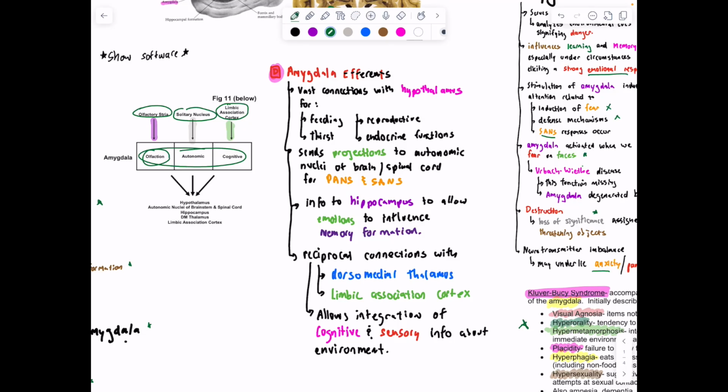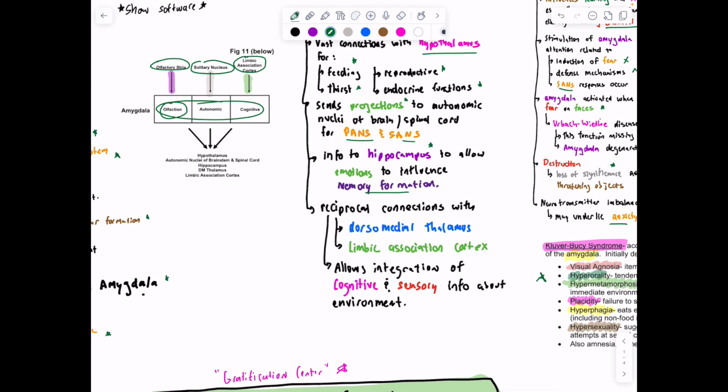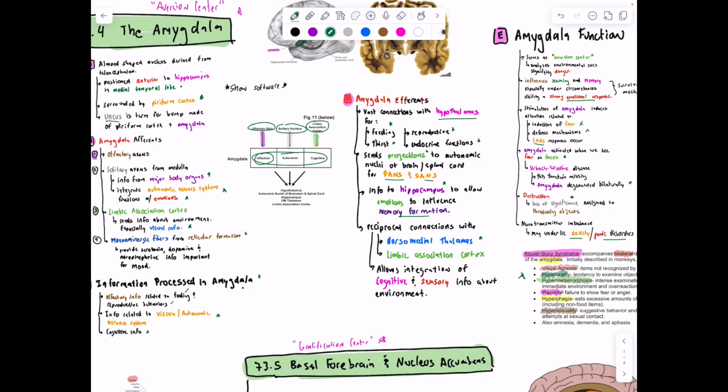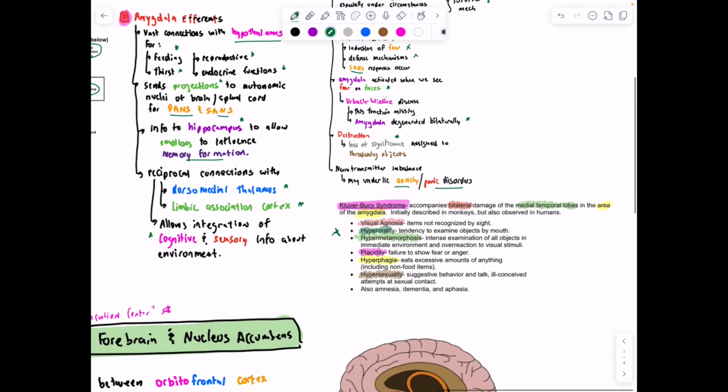In terms of its outputs, you have a lot of connections to the hypothalamus, which we'll talk about in a little bit, for controlling feeding, thirst, reproduction, endocrine functions. It also sends projections to the autonomic nuclei of the brain and spinal cord for parasympathetic and sympathetic, and then information to the hippocampus to allow emotions to influence memory formation. Then you also have reciprocal connections with the dorsal medial thalamus and the limbic association cortex. The idea is that you're allowing for cognitive and sensory information about the environment to be integrated into a fear response and memory formation overall.